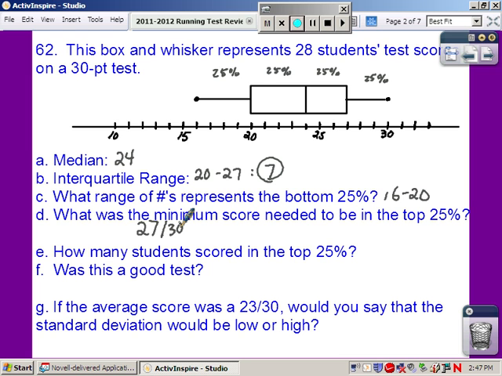How many students scored in the top 25%? Now it's actually asking you for the number of students. Well, all you know is that the top 25%, well, that's 1/4 or 25% of all the students. So you actually take 0.25 times 28, and you get 7 students.